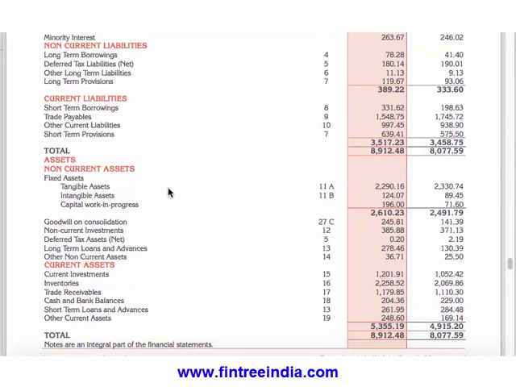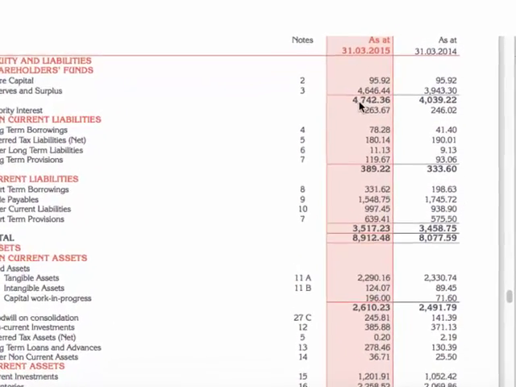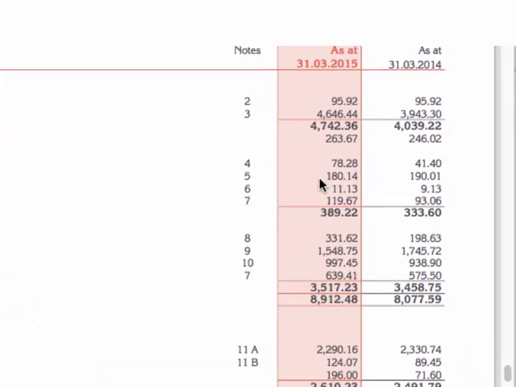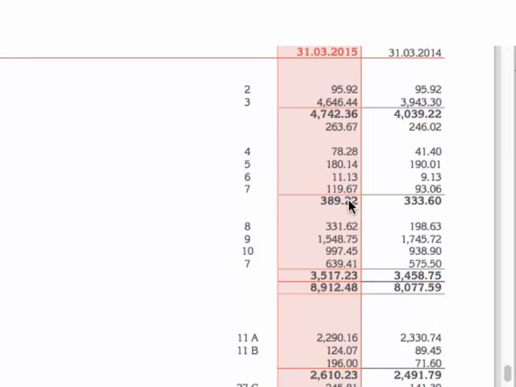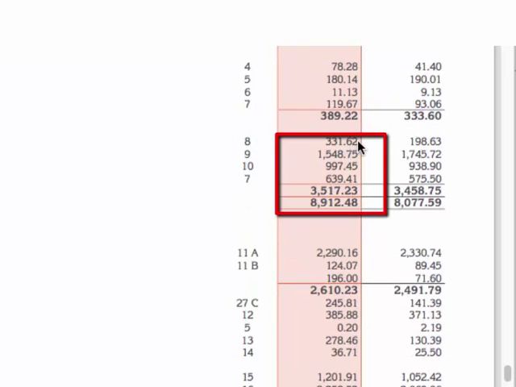Non-current liability. So total equity is roughly 4742. Non-current liability is about 389, out of which long-term borrowing is 78 crores, deferred tax liability 180, other long-term liability 11, provisioning 119, which means it appears to be an almost debt-free company. Isn't it? A really small amount of debt on the balance sheet compared to the size of equity. Current liability: short-term borrowing, trade payables is 1548, other current liability 997, short-term provisioning 639. So the total of the liability side is about 8,900 crore.